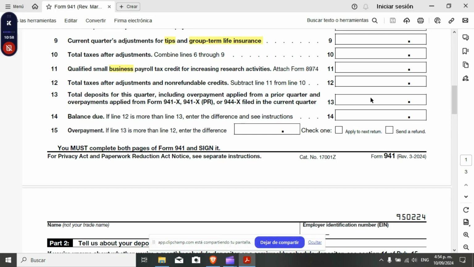If you haven't paid taxes yet, then you put zero here because you haven't paid them, so you can't get it back. But if you've already paid taxes this semester, then you can put that total amount again. Line 13, the same number that was in line 3, is normally what should go in here.